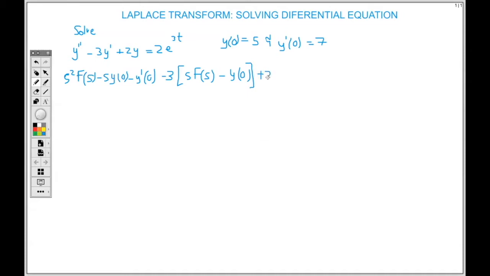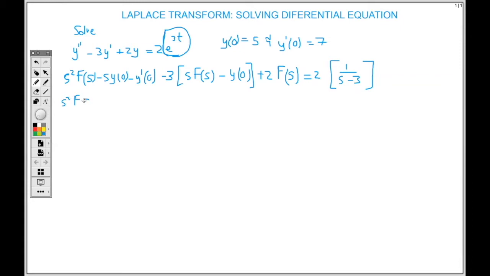Now find the Laplace transform of y. That will be capital Fs. Now the transform of e to the 3t: it will be 1 over s minus 3, because here the coefficient of t is what we're using, so we have 1 over s minus 3. So if it was e to the 2t, then we'd have 1 over s minus 2.